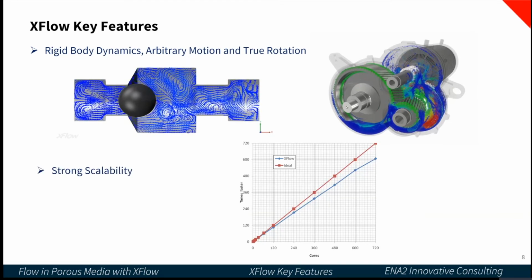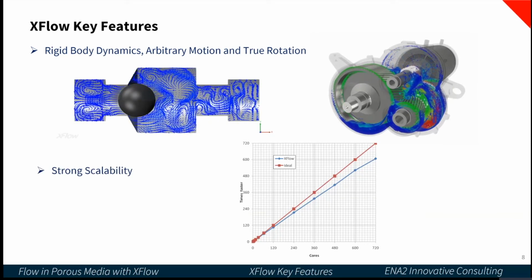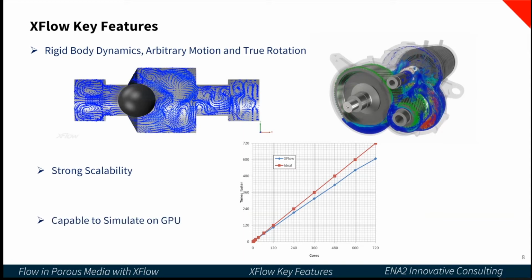Another feature is strong scalability. The discrete form of the Lattice-Boltzmann equation is easy to solve compared to the Navier-Stokes equation, and as a result, it's very easy to parallelize the code. So accordingly, the scalability is also strong.